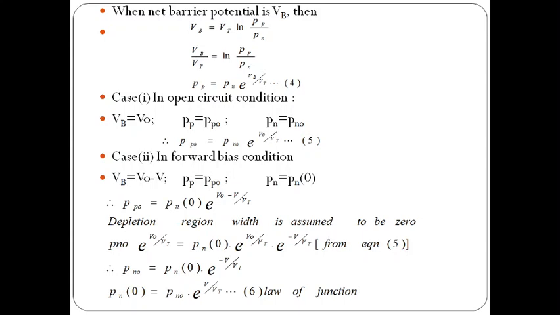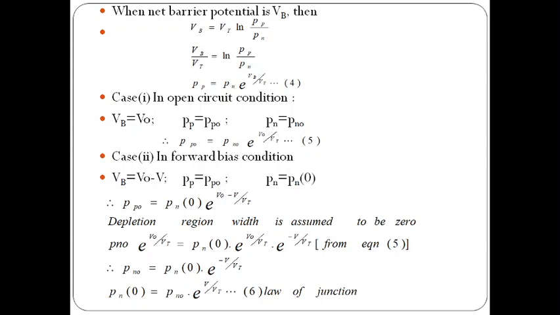Pp equals Pp naught. That means the holes in the P region at x equals 0, whatever holes are present, become the total number of holes in the P region. Similarly, the holes in the N region at x equals 0 equal Pn naught, that is, the thermally generated holes. Clear?